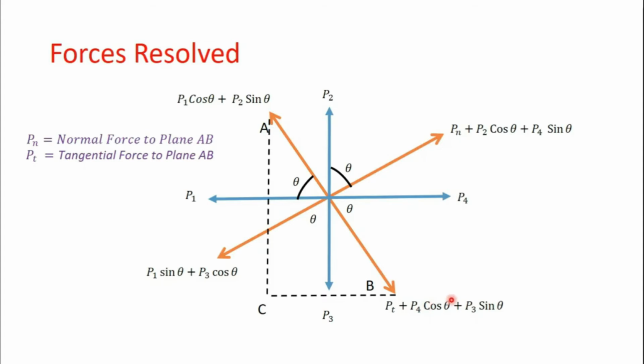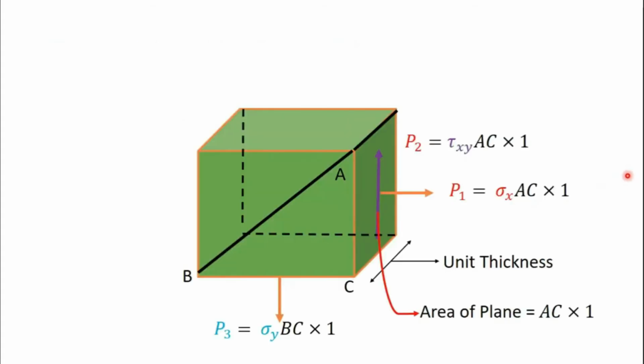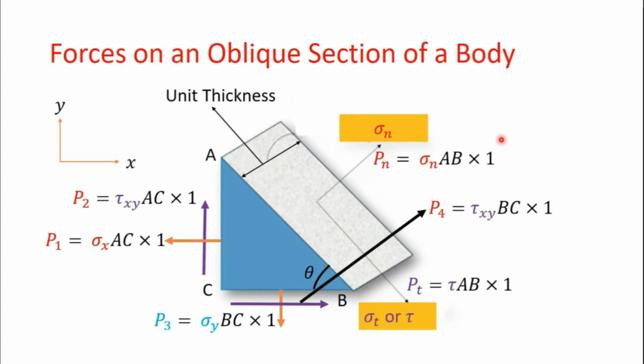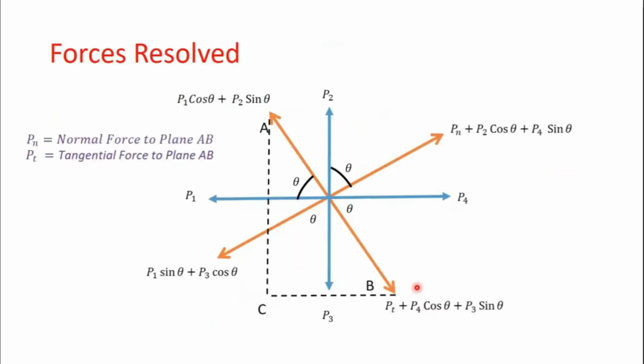And if you are still confused, then you can see this diagram. So tau has been created in this direction, and for sigma n, Pn is assumed in this direction. So if you want to see, you can see Pn is assumed in this direction and Pt is assumed in this direction.